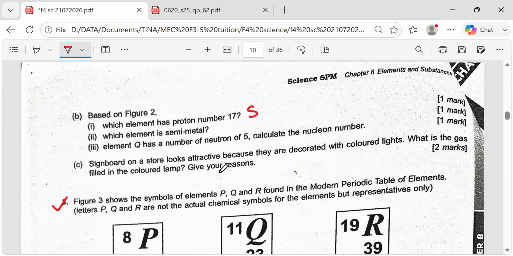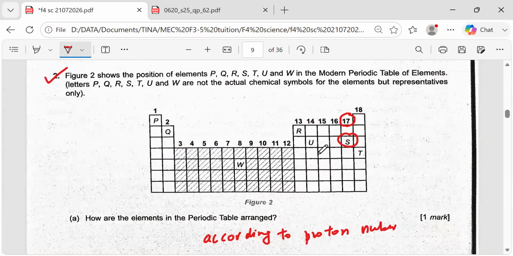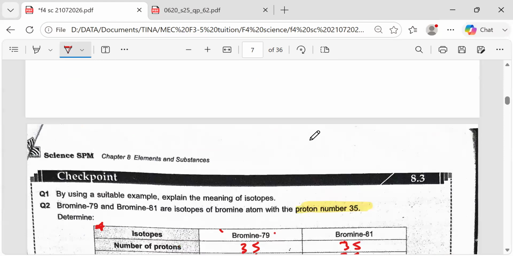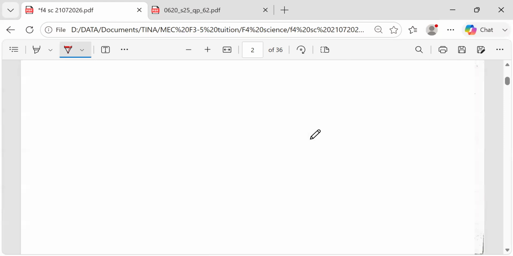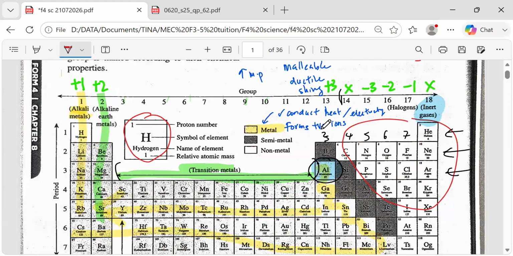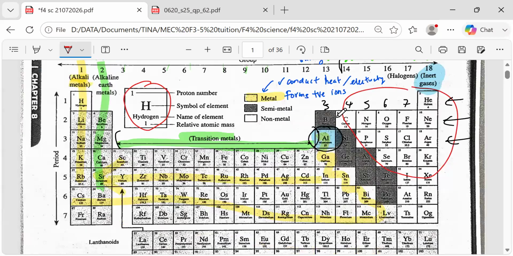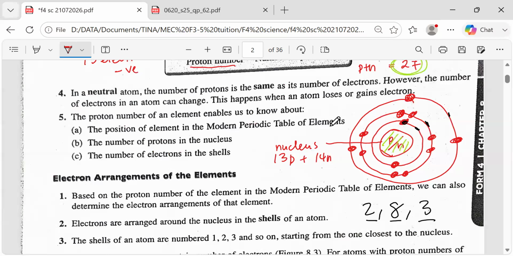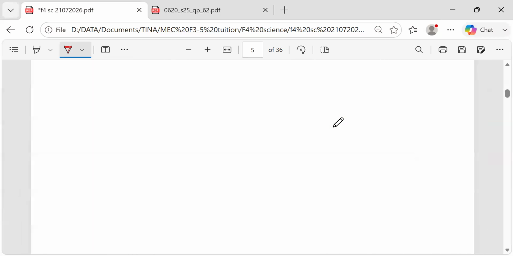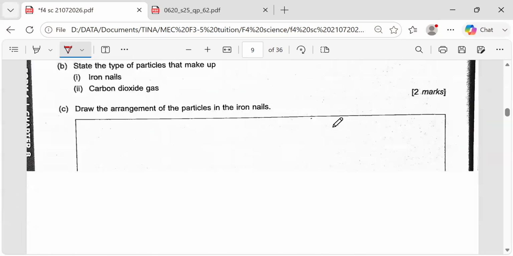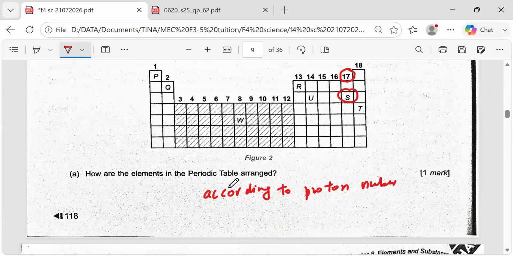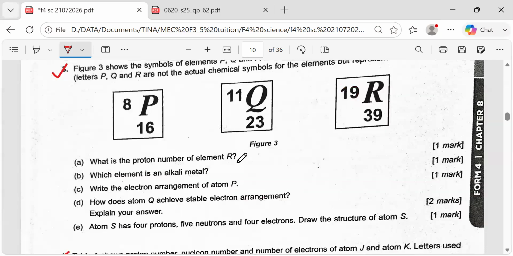Which element is a semi-metal? Semi-metal is the one over here. So it is, remember here, I told you just now, boron, silicon. So the first one is boron, is the first semi-metal. Okay? So R.